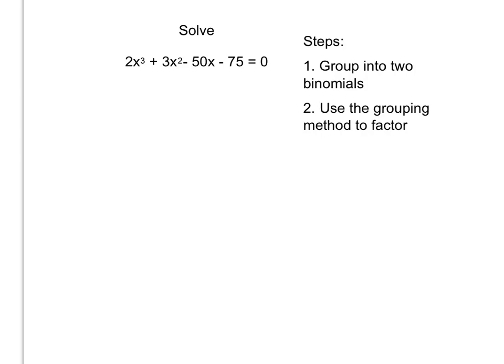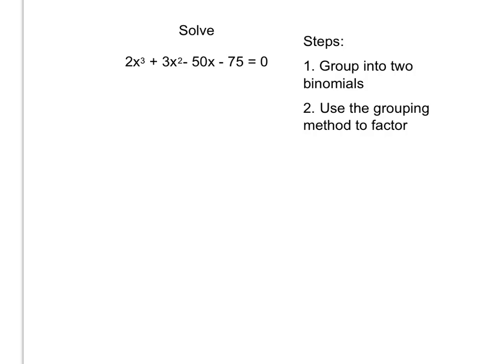Okay, here's another one we need to solve. Now we've got 4 different things here, so it's not a trinomial that we're solving for. We've got a polynomial. So the first thing that we're going to need to do is group them, kind of like the grouping method where we group them into 2 separate things, and then factor each one of those.